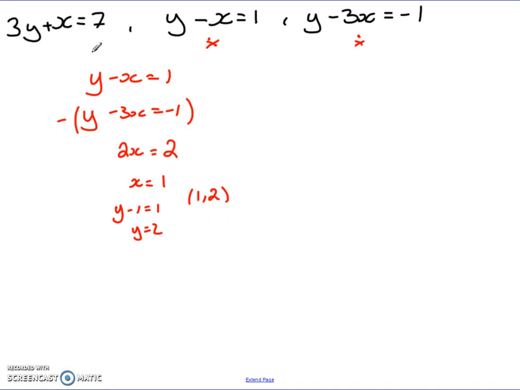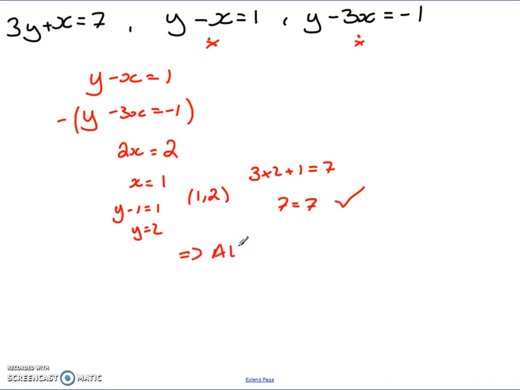Now I have to see if it's the same for the third one. If it is, great, they're concurrent. So let's substitute these values into here. I get 3 times 2 plus 1, and I want that to be equal to 7. 3 2s are 6, 6 plus 1 means I can write 7 equals 7, great. What that means is the point works for this line as well.